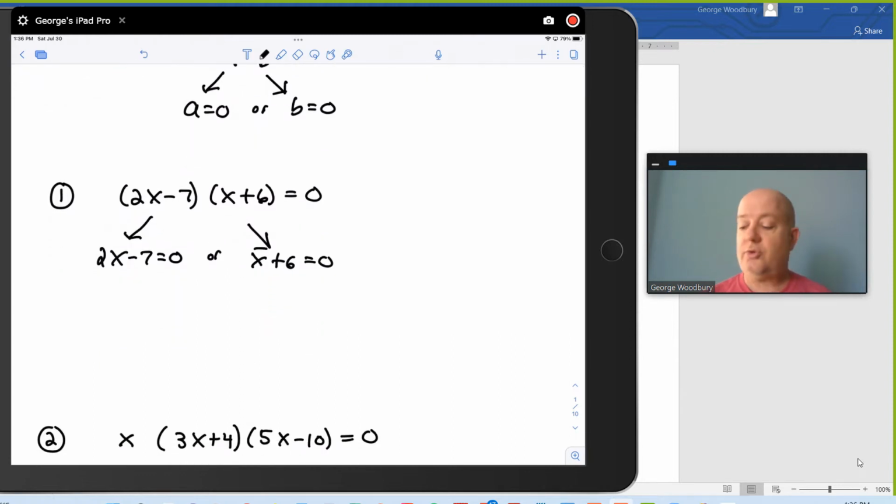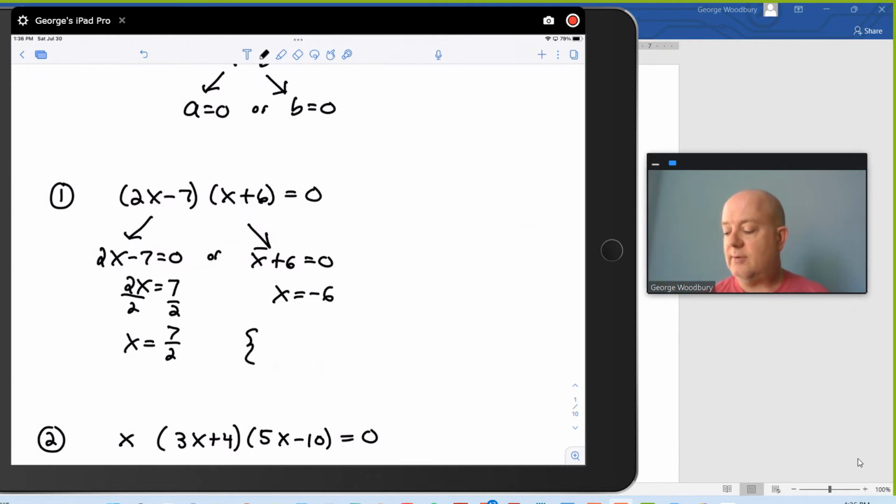To solve the first equation, add 7 to both sides of the equation. That gets us to 2x equals 7. Divide both sides by 2, and we get x equals 7 halves as one of the solutions. Now for the other solution, subtract 6 from both sides of the equation, and that gets us to x equals negative 6. So our solution set contains negative 6 and 7 halves. Note I wrote those in ascending order. They can be written in whatever order you want. So you could have put 7 halves first, negative 6 second.